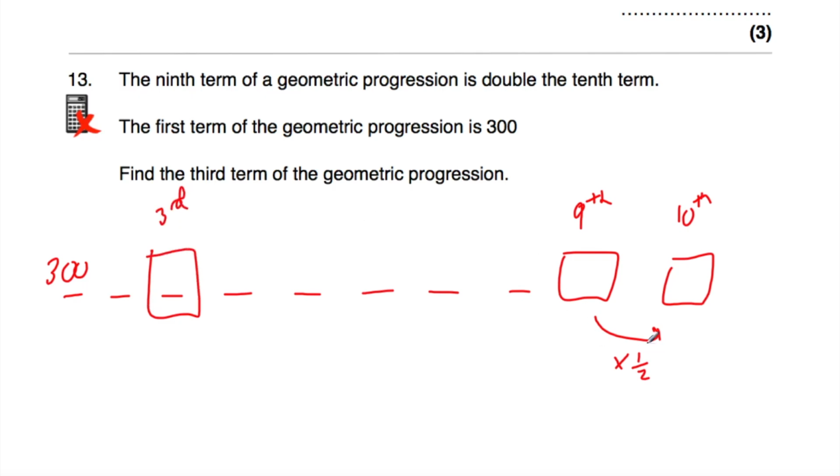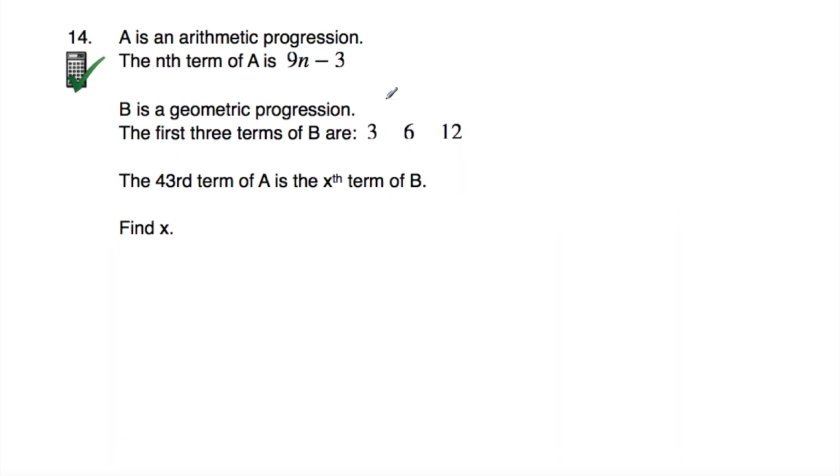Because we know we're multiplying by half, we're dividing by 2. We can just divide by 2. That's going to be 150. And divide by 2 again, that's 75. So that means the third term is equal to 75. And that's it.